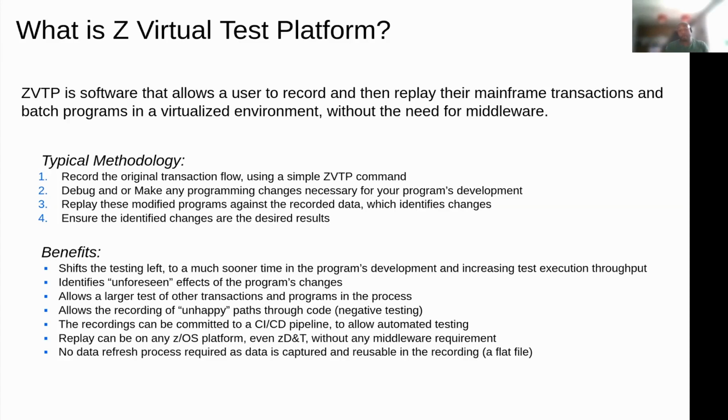You can do unhappy paths as well. So you can record unhappy paths within the transaction or the application and then store that as a recording, as long as you can simulate those scenarios in a test or pre-prod environment. The recordings can be committed to a CI/CD pipeline. Something I won't show in this session, but I can store that recording, that flat file, in Git.